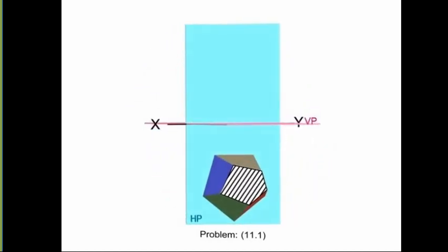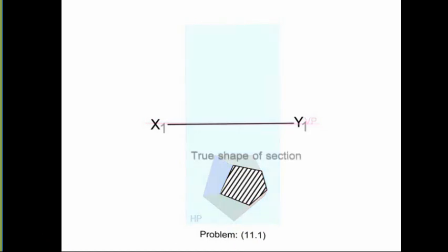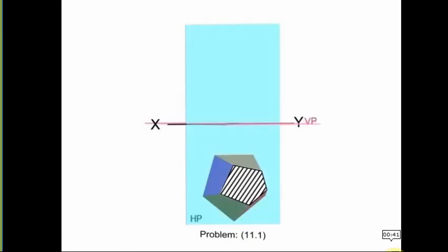See, this is how we are getting the true shape. You see how we got the true shape? How will we get the true shape? Once again we will see it.